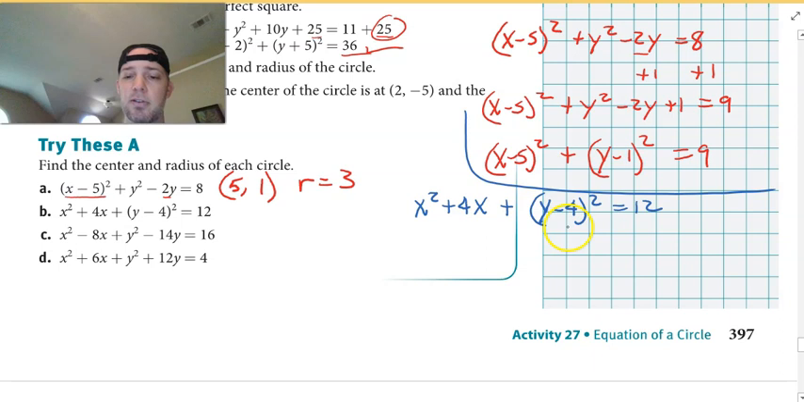So my y values are good to go. My x's do have a squared. The y's are squared. This is the equation of a circle. And if I have them written in standard form, there's an x squared, x to the first power. This is my b term. Half of b is 2. 2 squared is 4. So I need to add 4 to both sides.